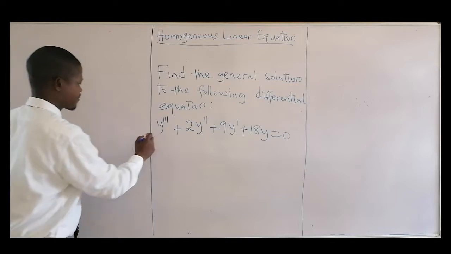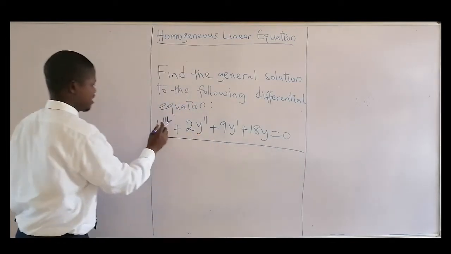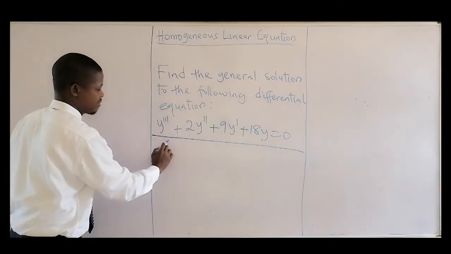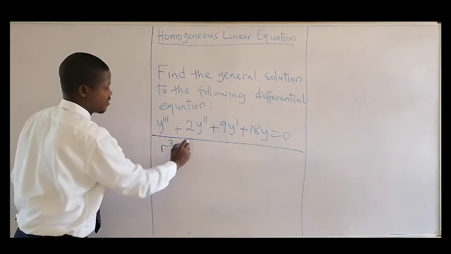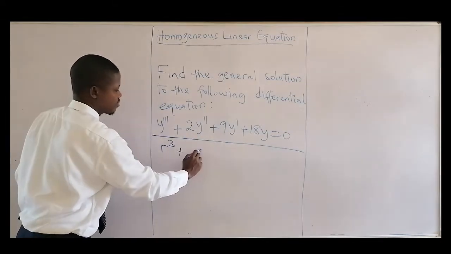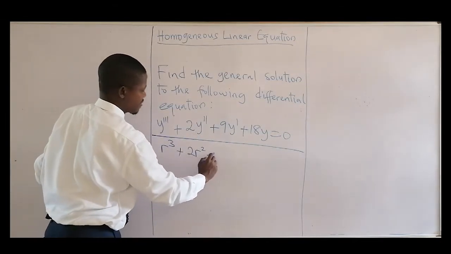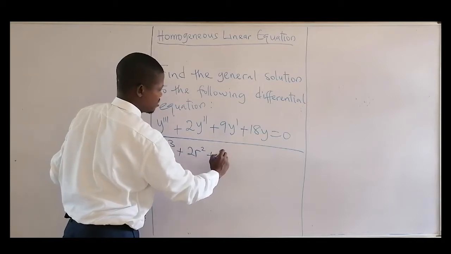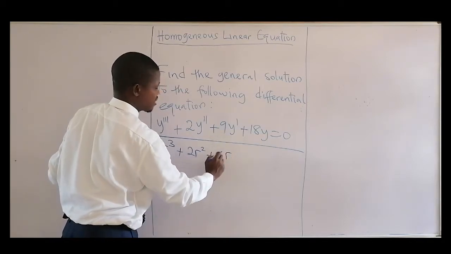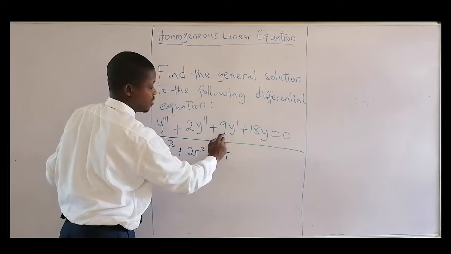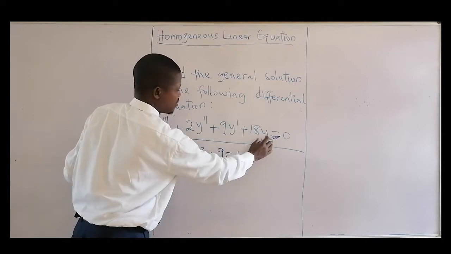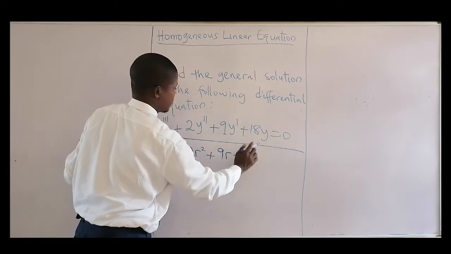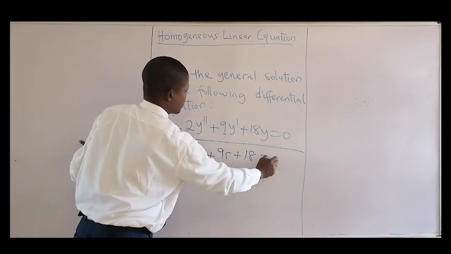So in this case, the third differential will be equal to what? R cubed. The second differential will be what? R squared. Put the coefficient there. The first differential will be what? R. Put the coefficient there. The one that has no differential is just a constant. Just write that value there, plus 8, that's equal to 0.